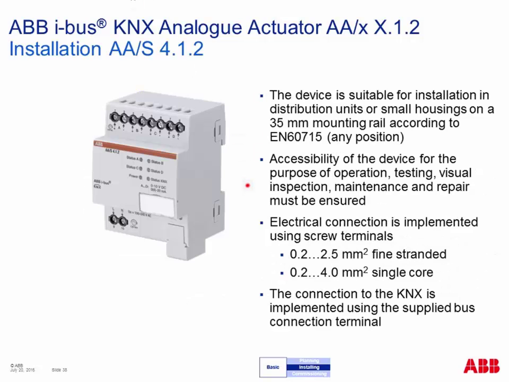So let's come to the analog actuator AAA/S. The device is suitable for installing on a standard mounting rail according to the European standard, like all other KNX devices. It is also necessary to have access to the device, for example for testing or maintenance, such as when you have to measure the voltage while looking for a failure. So this must be ensured, that you have access every time for the installation.